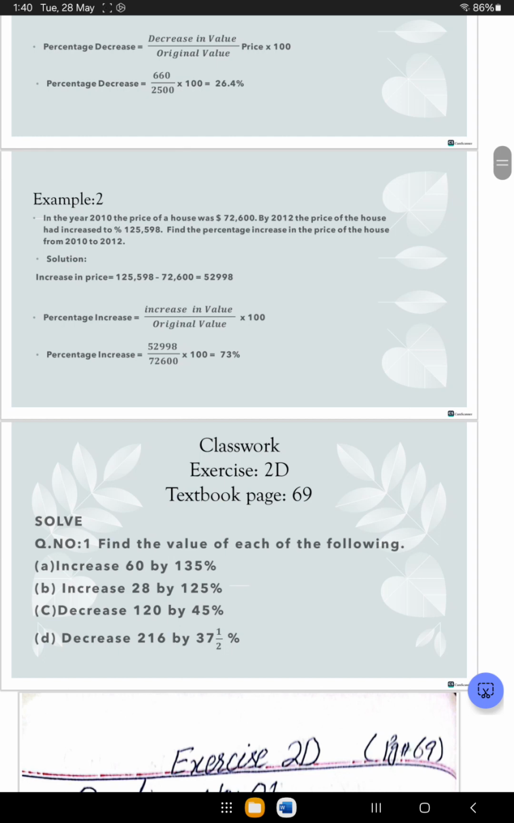For percentage increase, we just put the values in the formula. The formula is increase in value divided by original value times 100. Increase in value is 52,998 and original value is 72,600 times 100, answer is 73%.